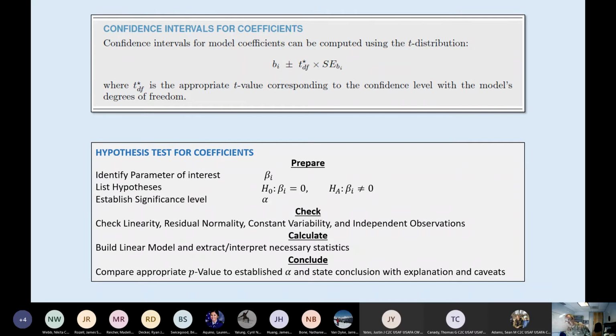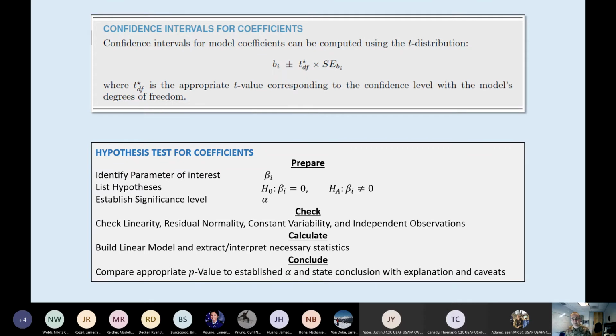Okay, hypothesis testing for coefficients is similarly simple, but you've got to go through the steps, right? So prepare: identify your parameter of interest. It's either going to be beta naught or beta 1. List your hypotheses. The null is that either beta naught or beta 1 equals 0, and then your alternative is that beta naught or beta 1 doesn't equal 0, right? Establish your significance level. That's your alpha. Done with the prepare check. Okay.